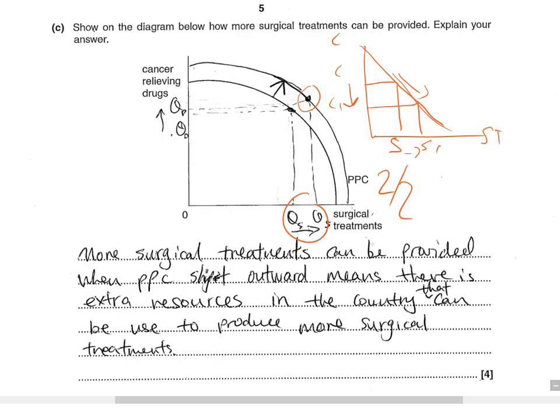More surgical treatments could be provided when the PPF shifts outwards. There are extra resources in the country and this can be used to produce more surgical treatments. So we've got 4 out of 4, applied in 2 ways to describe the shift outwards, but also what the cause was of that shift outwards.